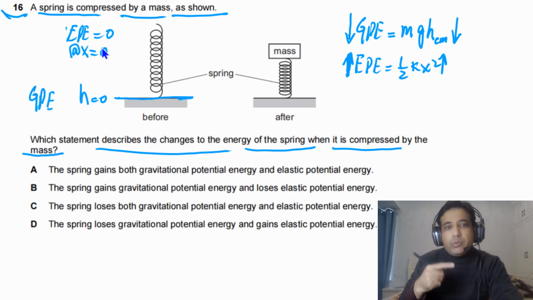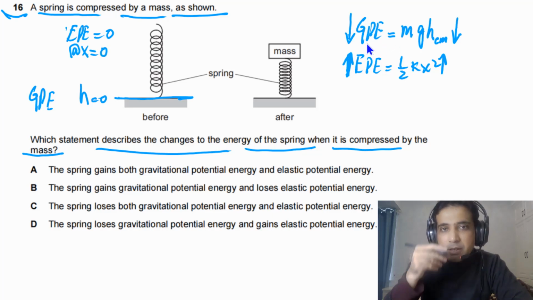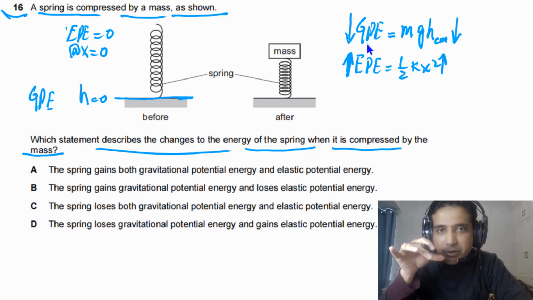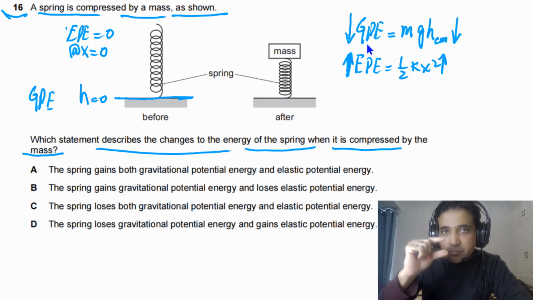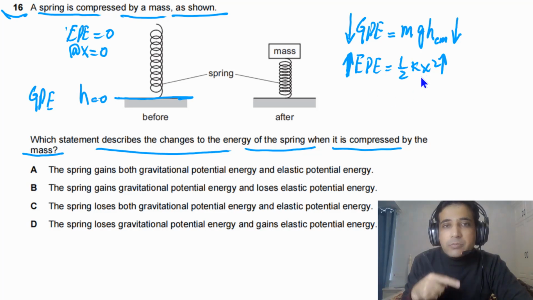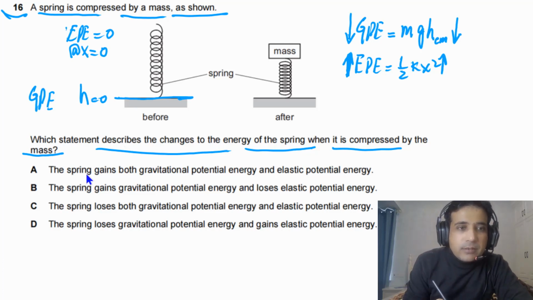So simply you need to understand for this question, GPE will decrease because the center of mass of the spring will go down, and EPE will increase because compression in the spring will increase. We can use this understanding to find the answer. For option A, it says the spring gains gravitational potential energy. This one is wrong, it actually loses gravitational potential energy. So A is not the answer.